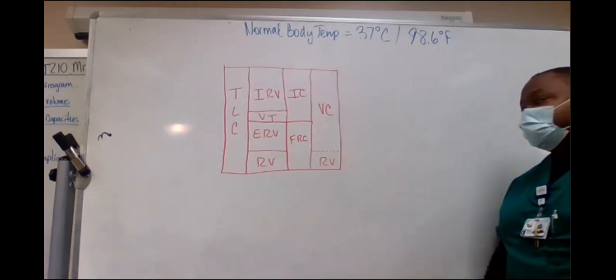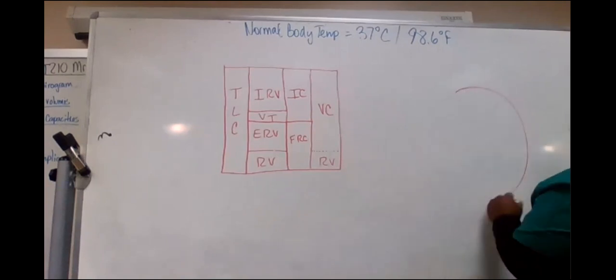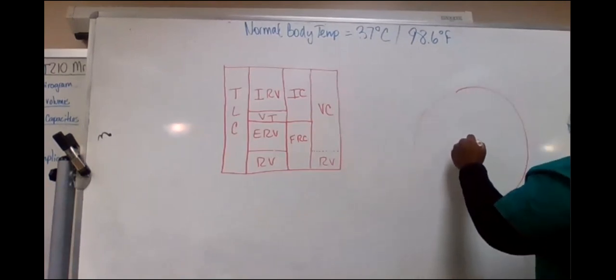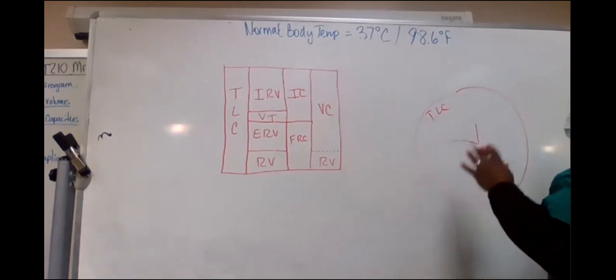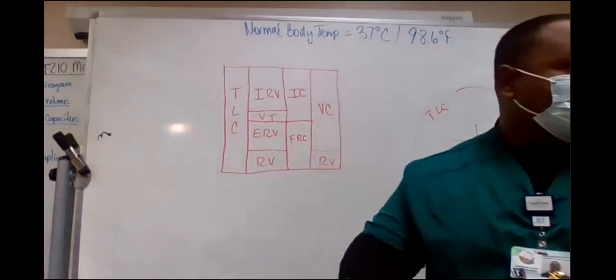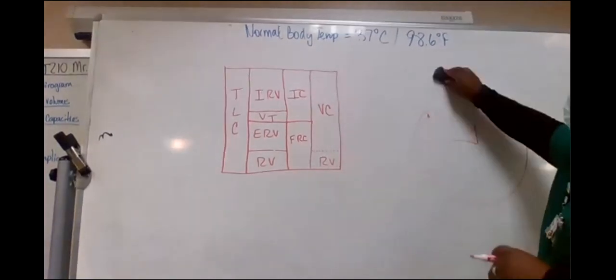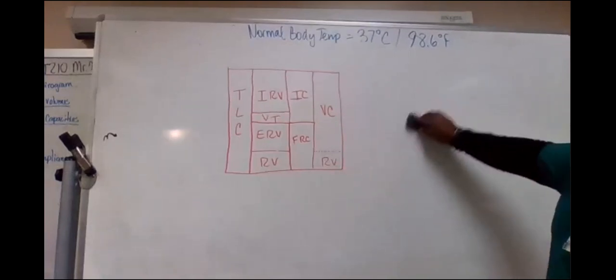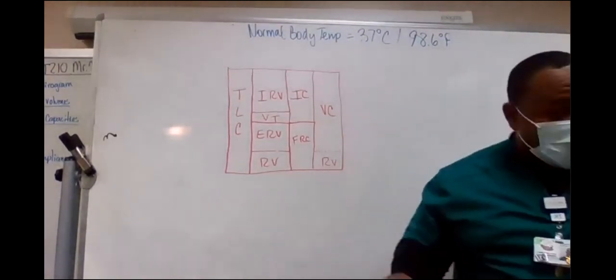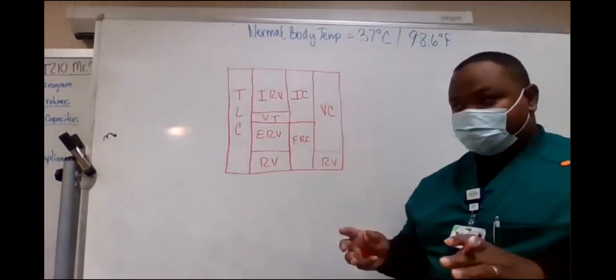And there are several ways you can do it. I think when I was in school, I even made a circle one. TLC was all of it, then I had a little box. Get creative with it. As long as you have the fundamentals, you're good. But this is the spirogram. These are the 4 volumes and 4 capacities of your lungs.